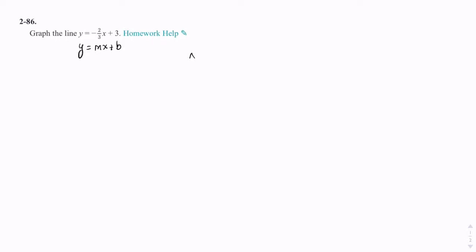So I'll draw my coordinate plane. I'll label my axes. You would be doing this on graph paper. And we see that the y-intercept right here is 3. So I know that one of the points is right there.